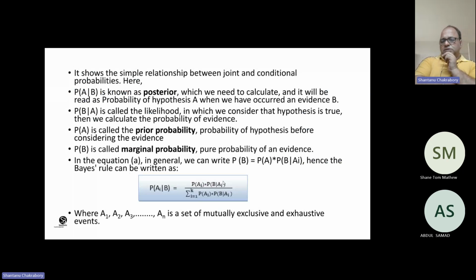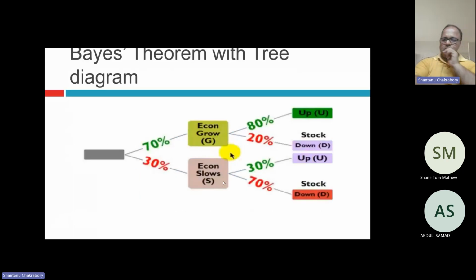So here we use the posterior probability, we use the prior probability, we use the marginal probability, where all the events are mutually exclusive and exhaustive. All the events are what? They are mutually exclusive and exhaustive.